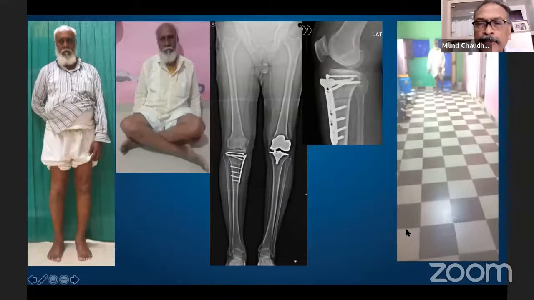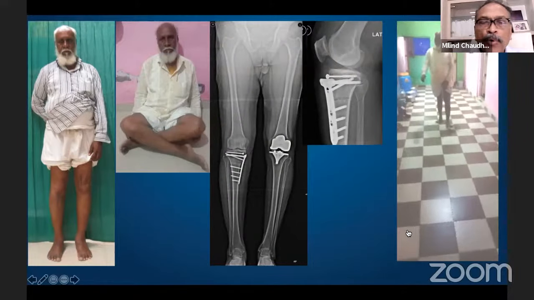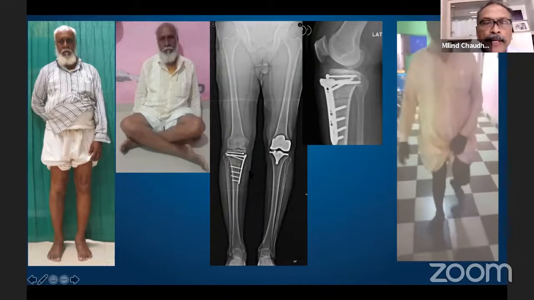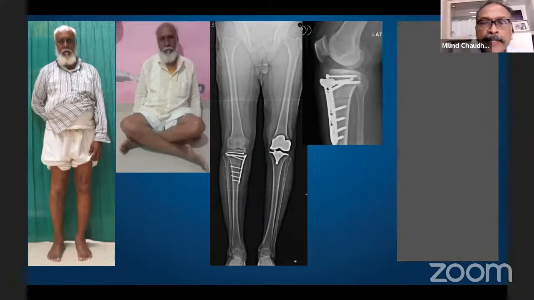He got a good lateral translation, and here he is, he can squat down, and here is his video. He walks really well. He has absolutely no pain. This is actually the plating x-rays from before, but he's fine and he's happy with the HTO side.